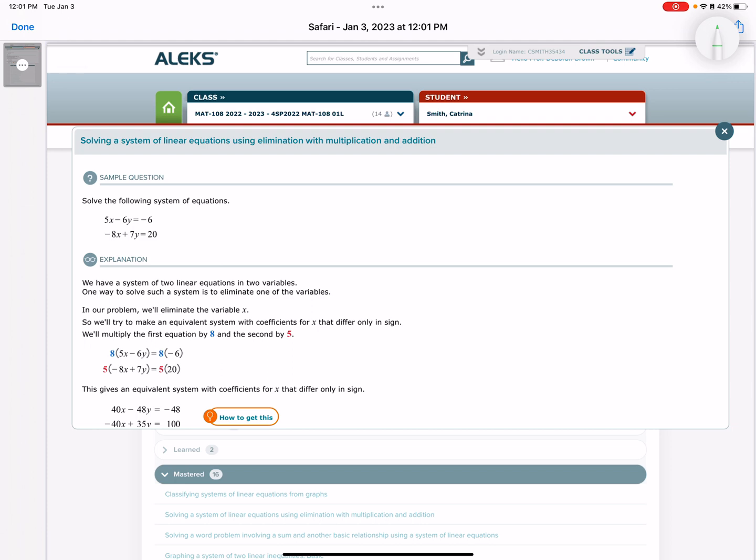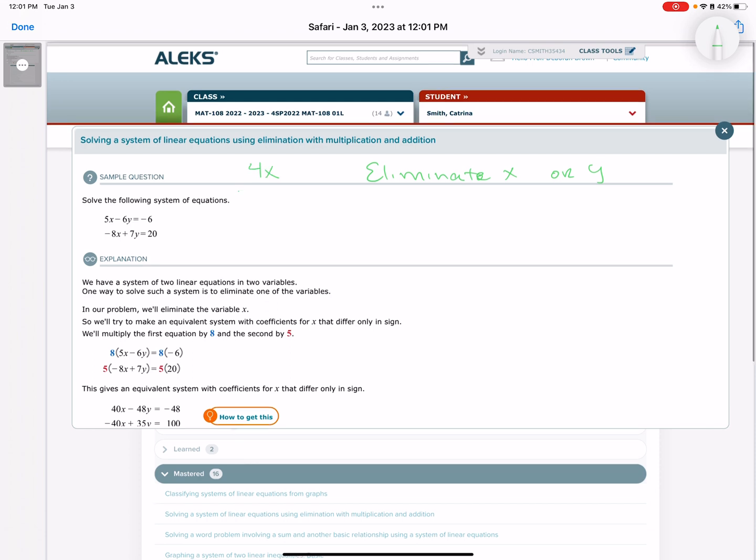The whole idea of elimination is I'm going to eliminate either an X or a Y. To eliminate it, I'm going to be adding these two equations together. And so if I have 4x on one equation, I need negative 4x on the other equation. So when I add them together, it gets 0. So they eliminate each other. So I'm going to go ahead and look at these.